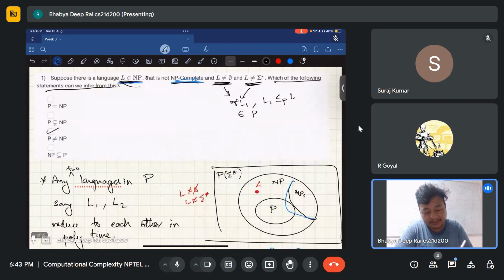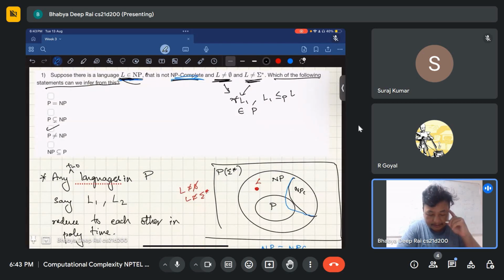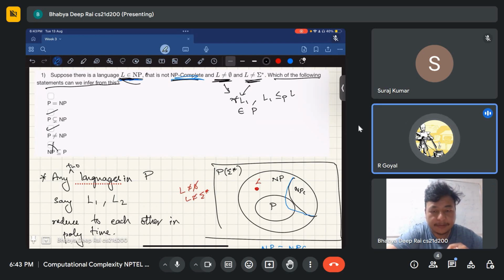So that shows P is not equal to NP. And if P is not equal to NP, then what does it mean? NP is contained in P cannot be true, and it also means that P is strictly contained in NP, because P is contained in NP and they are not the same. Okay, this is the first question.